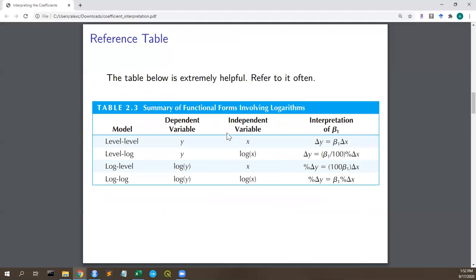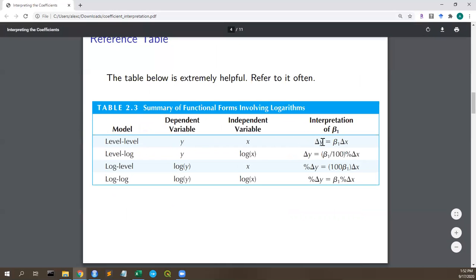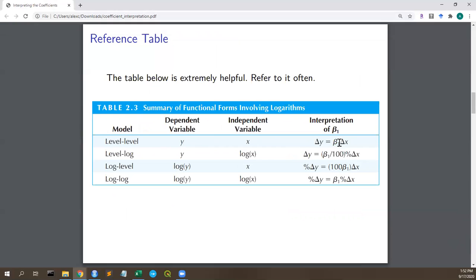So this table is super important. You should come back to this often, because the first thing we do is this level-level case, where we have y and x, where the change in y equals beta 1 times the change in x. So if x changes by 1 unit, y is going to change by beta 1.